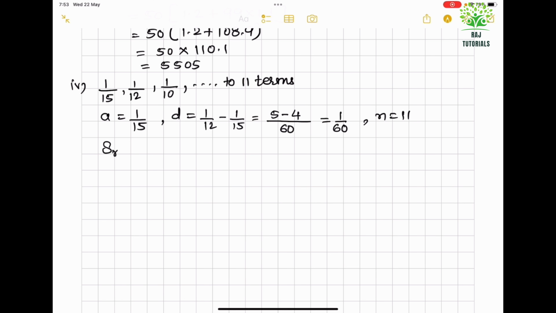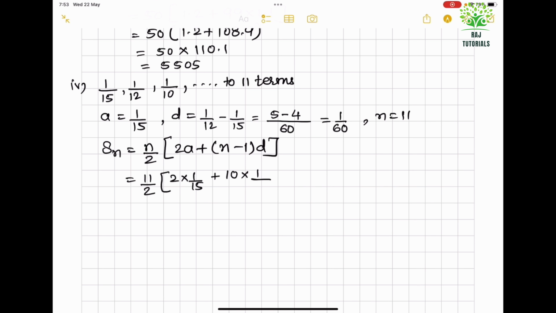So formula is Sn equal to n by 2 into 2a plus (n minus 1) d. So putting the values: 11 by 2 into (2 into 1 by 15 plus (11 minus 1), so 10 into 1 by 60). So this became 11 upon 2 into (2 upon 15 plus 1 upon 6).